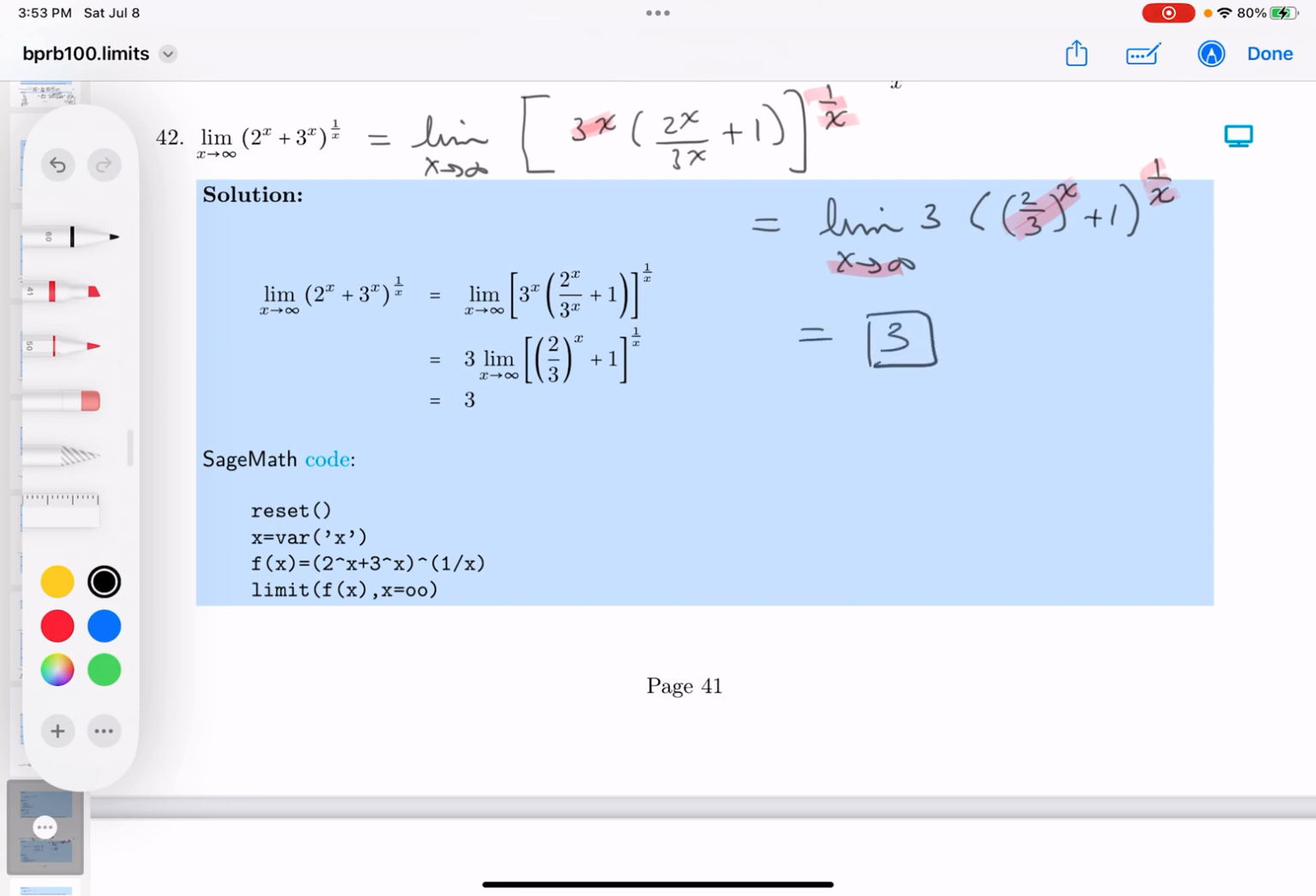Okay, let's look at the key. I'm seeing the work I got over here. I'm seeing the simplification over here. I did pull a 3 out, by the way, limit being 3.